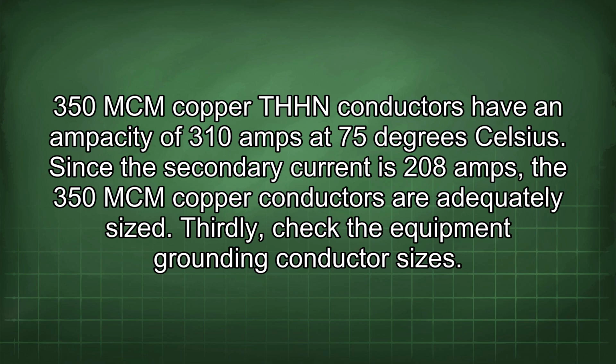350 MCM copper THHN conductors have an ampacity of 310 amps at 75 degrees Celsius. Since the secondary current is 208 amps, the 350 MCM copper conductors are adequately sized. Thirdly, check the equipment grounding conductor sizes.